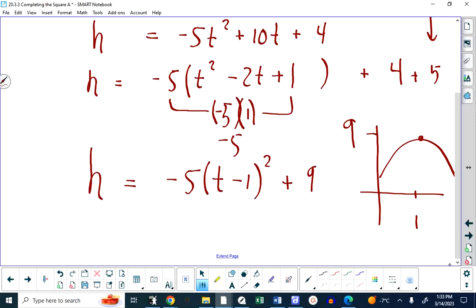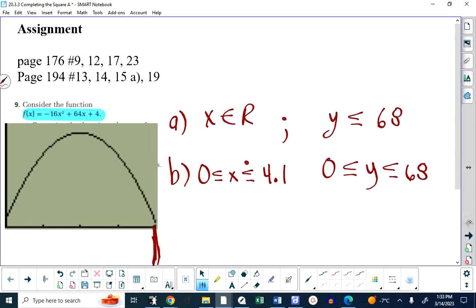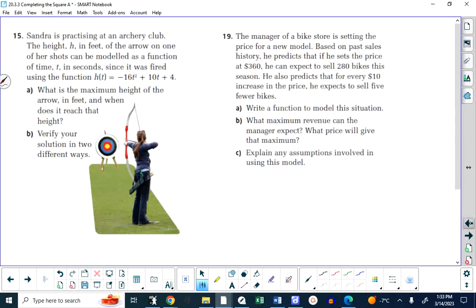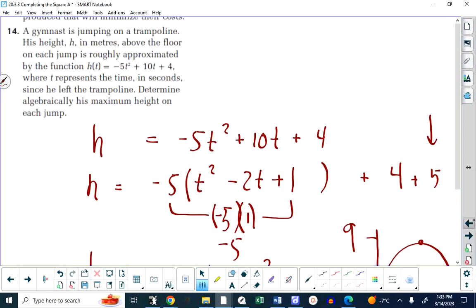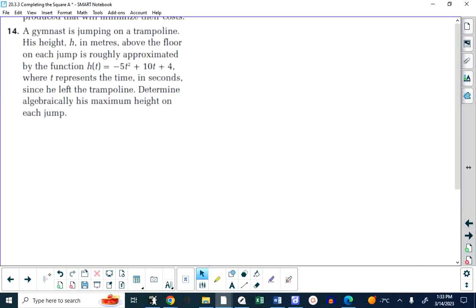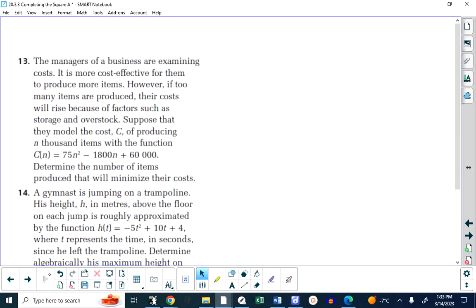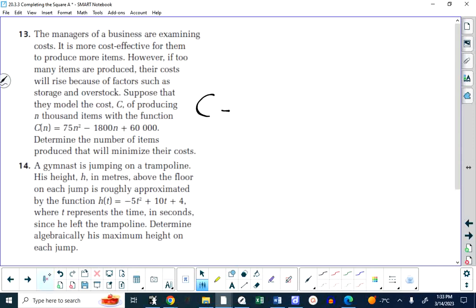I want to do one more question here with you. I can't seem to find it now. I bet you it's here. Yeah, this is 13. There were a few of you in the cafeteria this morning I was helping with number 13, right? You want to find the maximum or minimum, complete the square. Let me do this. C equals 75n squared minus 1800n plus the 60,000.